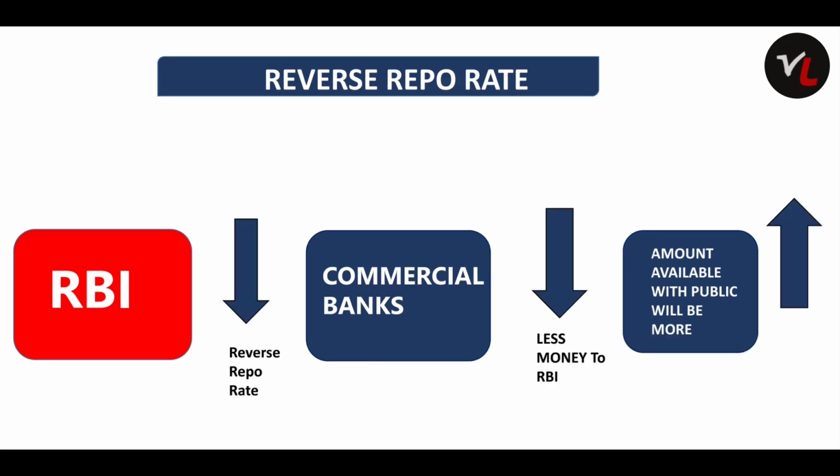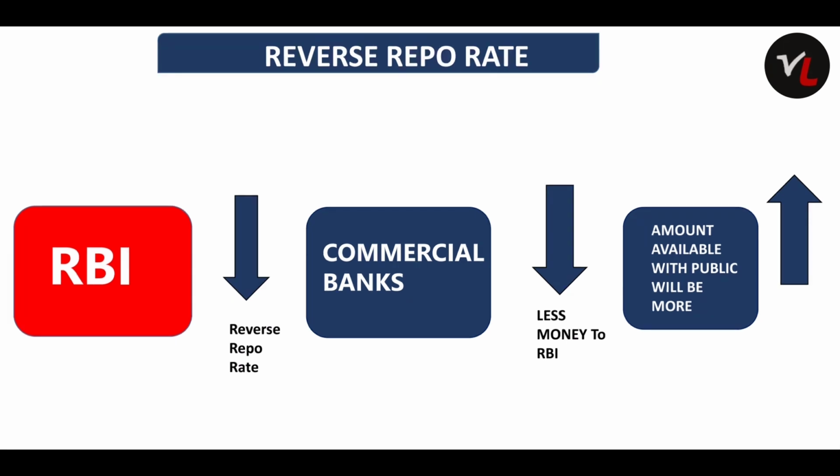Now let us check, when reverse repo rate decreases, what will happen? If RBI reduces the reverse repo rate, then commercial banks will not deploy much money in RBI because the rate is less. So they will lend money to the public. Hence money supply gets increased.